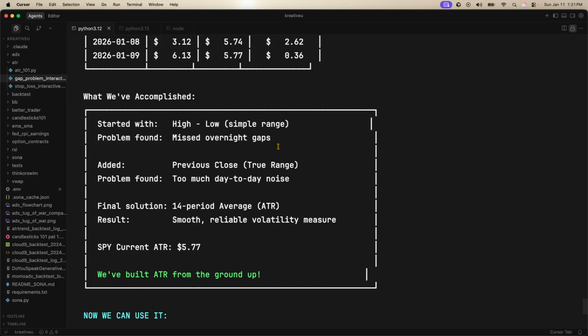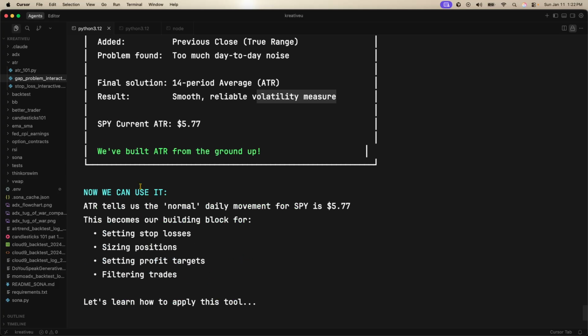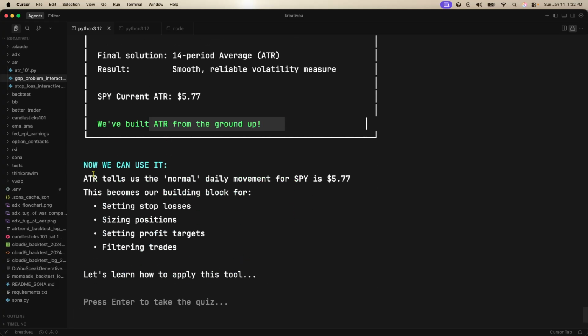We started with the simple range. Then we got to the true range, and now we're adding the A, which is the average true range, right? And it's a smooth, reliable volatility measure. So the current SPY ATR is 577. What we've built was ATR from the ground up. Now we can use ATR to tell us the normal daily movement of SPY is 577. This comes from our building blocks for setting the stop loss, or sizing up option positions, or setting profit targets, or filtering out trades.